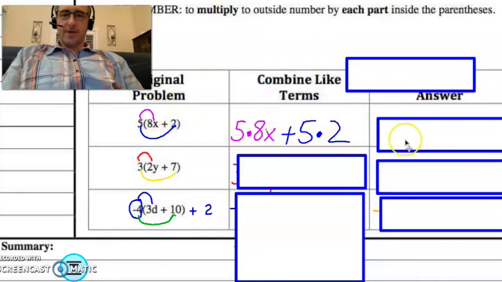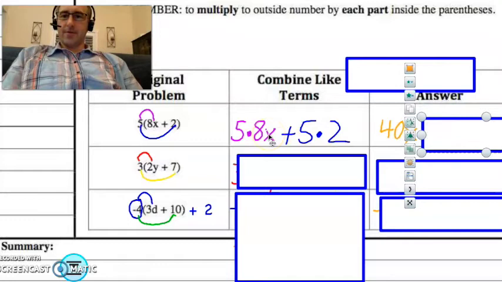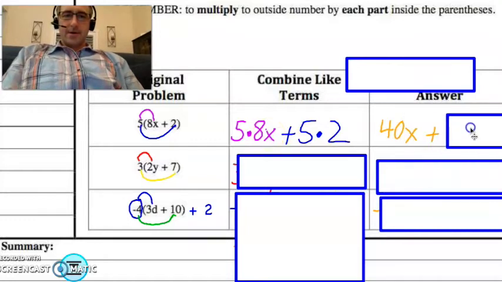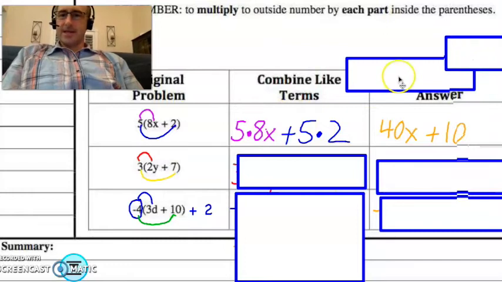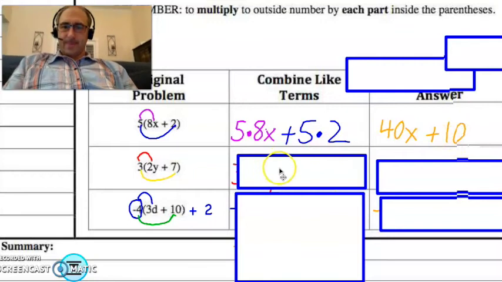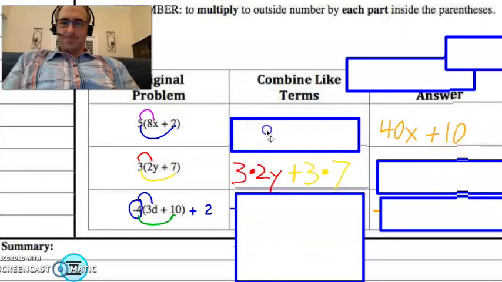When I put the 5 and 8 together by multiplication, because that's what that dot means, I get 40. X comes along for the ride. Then I multiply 5 and 2 together. I get 10, and since 10 is positive, that's where the plus comes in. Here's another example.